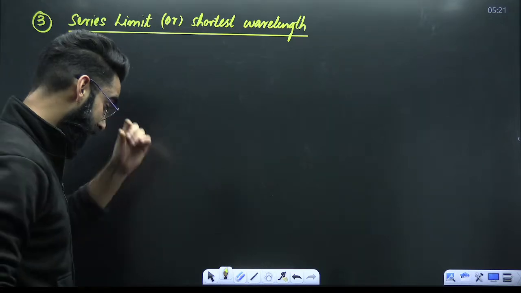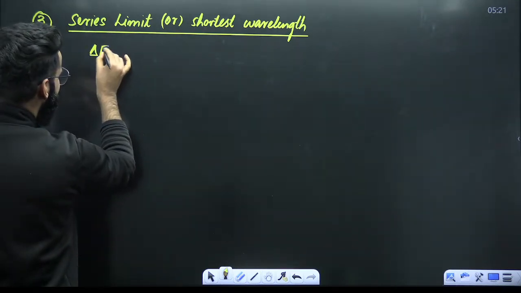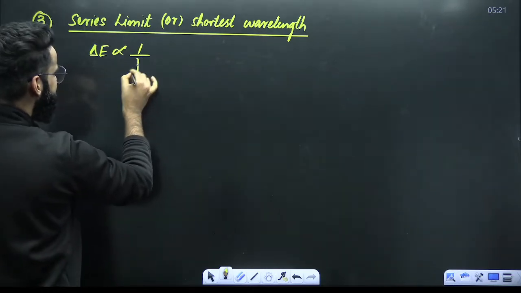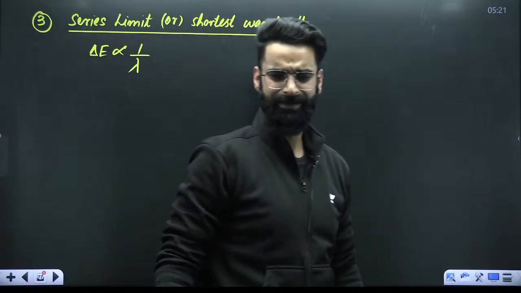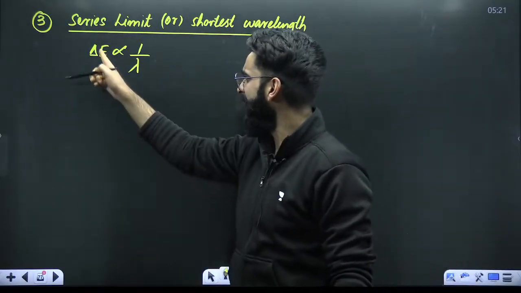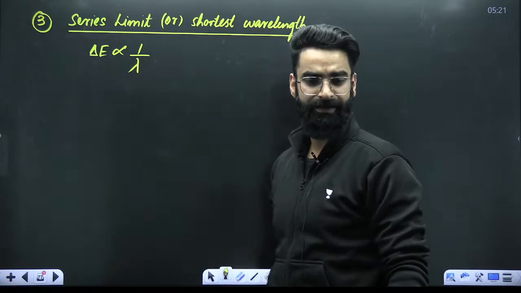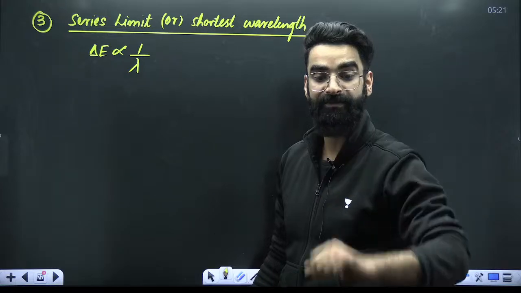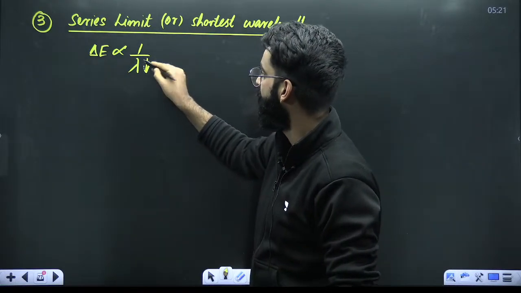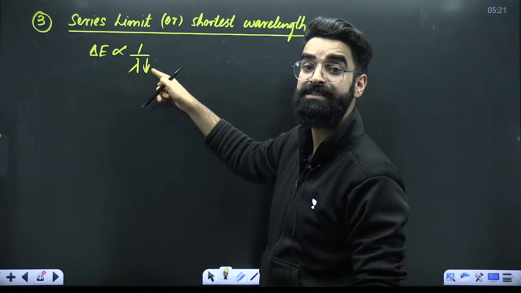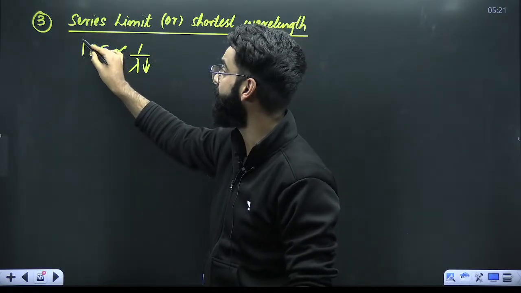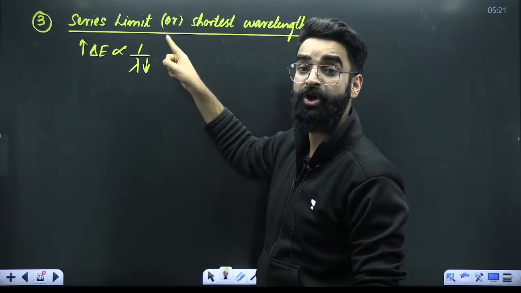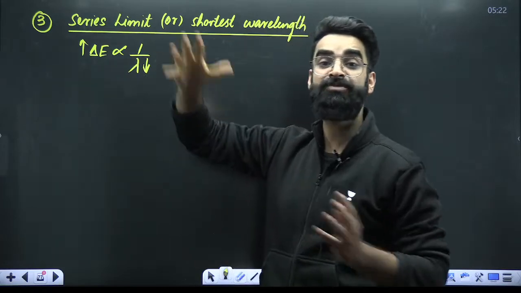First of all, you must know your delta E. Delta E is the energy gap between two shells, and that is inversely proportional to lambda basically. Delta E is equal to hc divided by lambda. Now, are your energy gap and lambda directly or inversely proportional? What do I have to calculate? I have to calculate the shortest wavelength. For the wavelength to be shortest, the energy gap between the shells should be maximum. For lambda to be minimum, delta E has to be maximum.